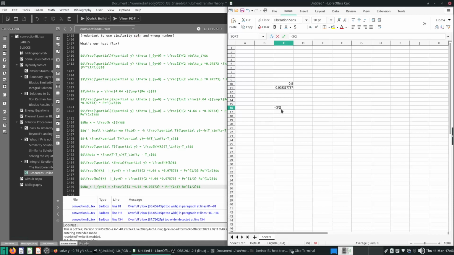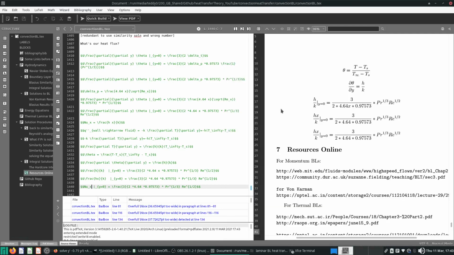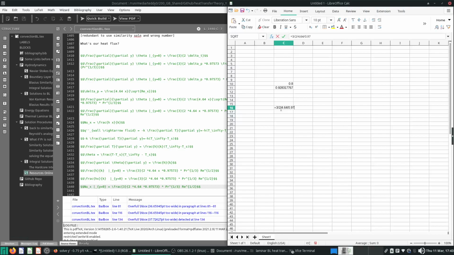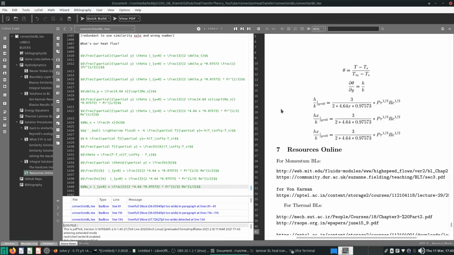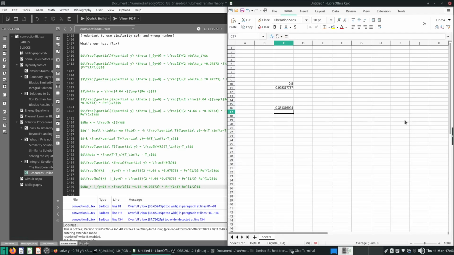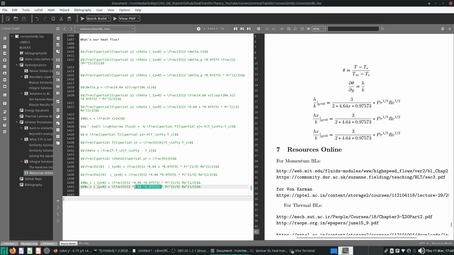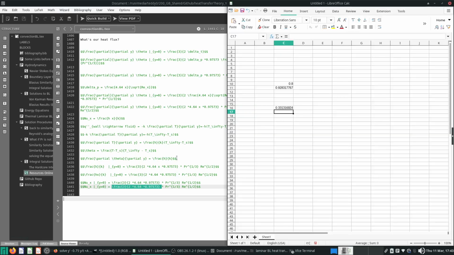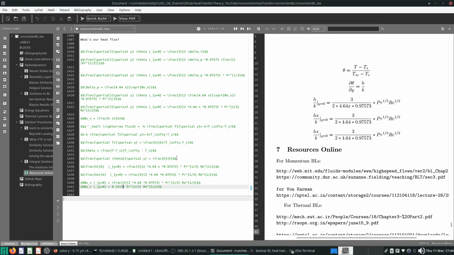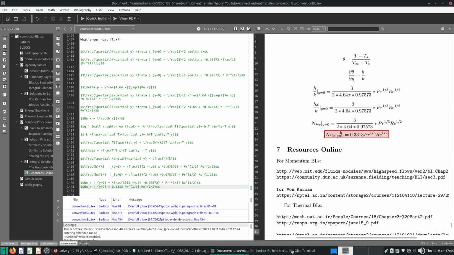Because 3 divided by 2 divided by 4.64, divided by 0.97573. Okay, 0.3333 something. This is very close to the similarity solution, 0.3313. Okay, perfect. That's the answer we wanted. Very, very close to the similarity solution. Is it close enough? Not too bad.